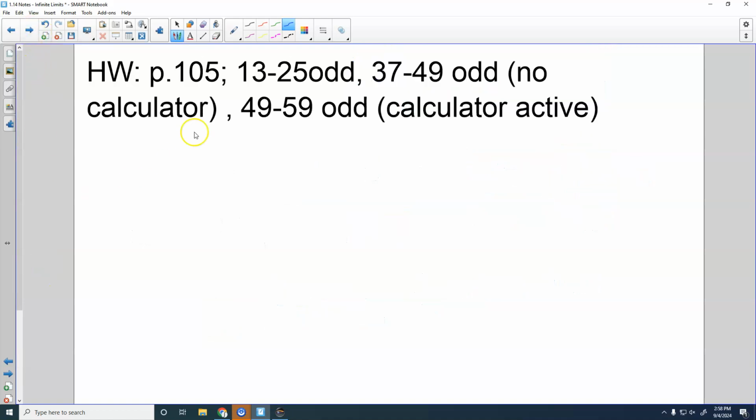Okay. All right. Let me look at this. I think we already did 13 through 25 last night, right? Where are we at? No, this is a different page. Let me see what these are to make sure I've got it right. Okay. 13 through 25 is finding vertical asymptotes. We have not done this. Those should be super quick.